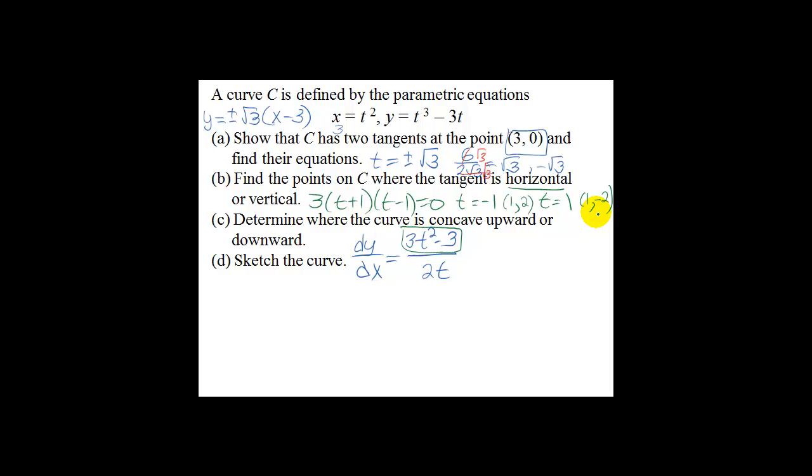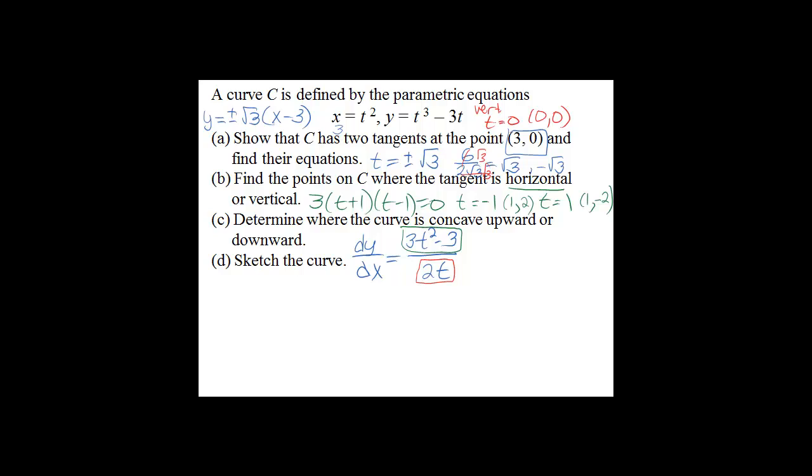Now we also need to look for vertical tangents. Vertical tangents would be when dx/dt, which is the denominator here, equals 0. That would be when t equals 0. So vertical would be when t equals 0, and that would be at the point (0, 0). So there is a vertical tangent at the origin.